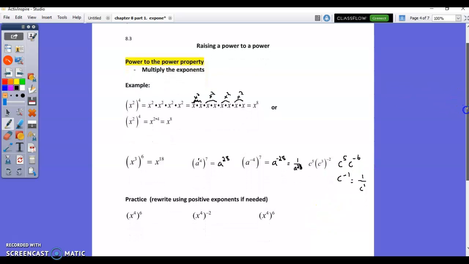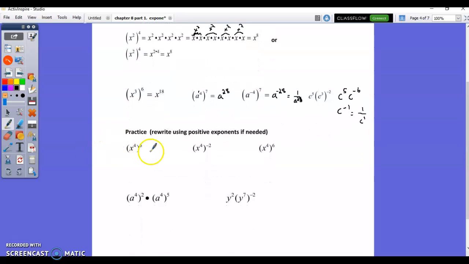All right, so here's some practice with these. If I look at this, 4 times 6, all you need to do is multiply these together. You get x to the 24th power. 4 times negative 2 would give us x to the negative 8. Again, use your calculators on these to help you simplify. And then to make this positive, we move it to the bottom of the fraction and call it x to the 8th. And on the top, we'll just have a 1 if there's nothing left over.